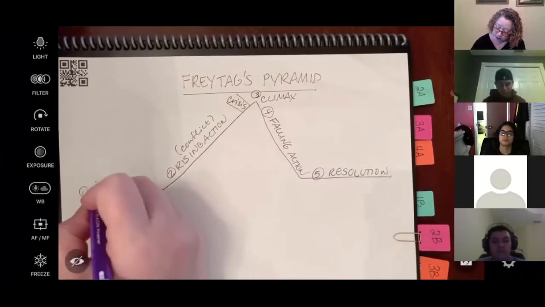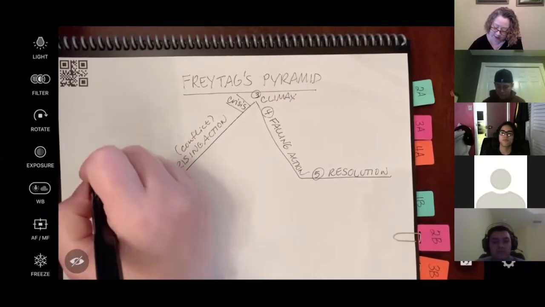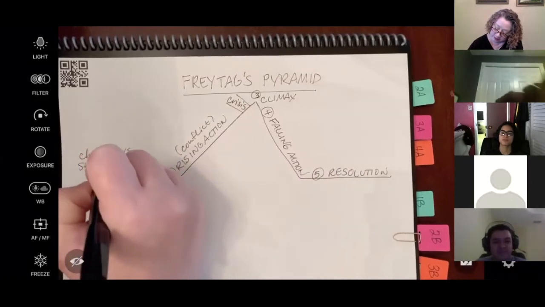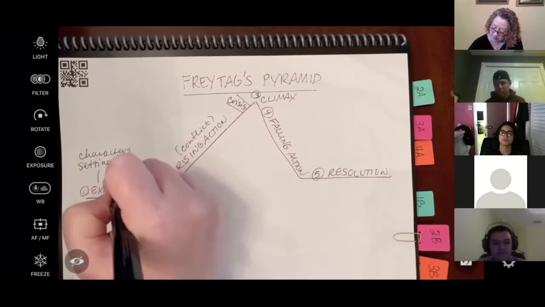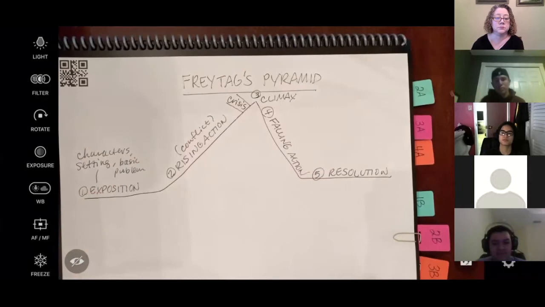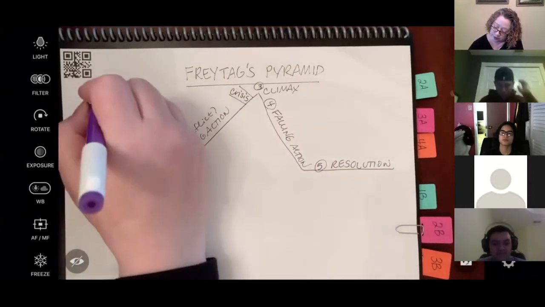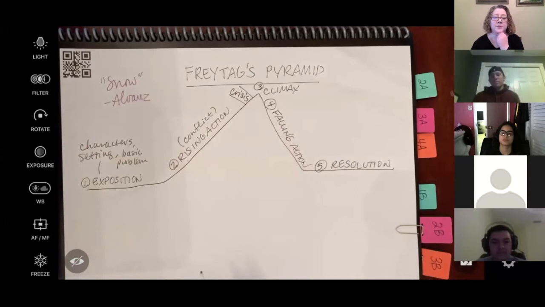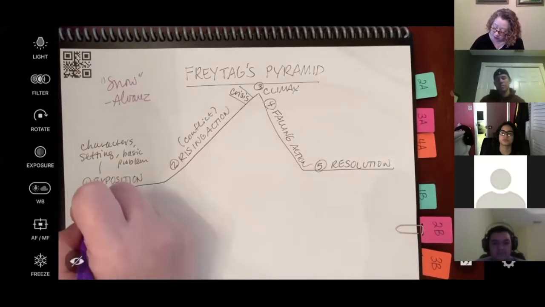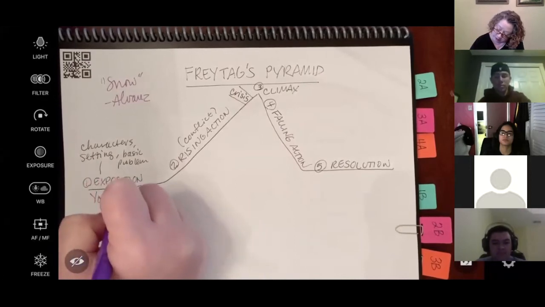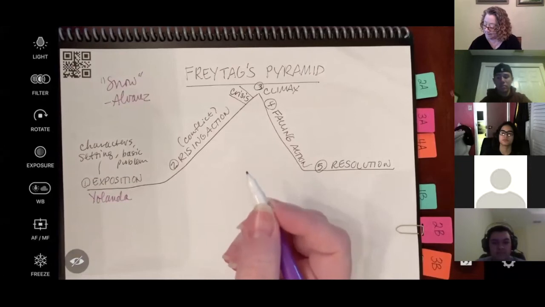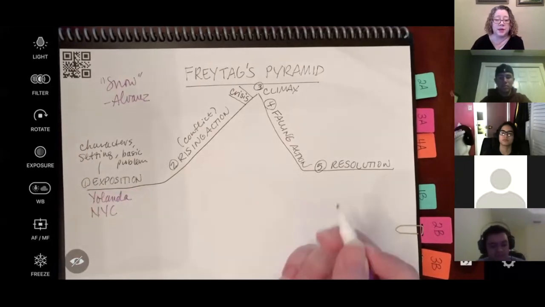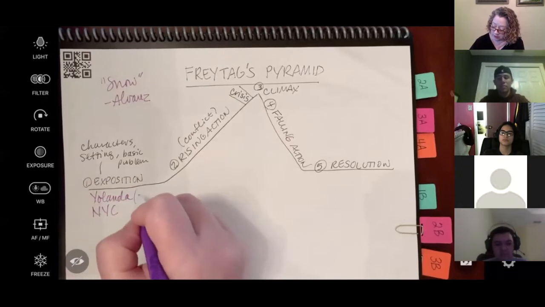And in the exposition, it's sort of like we learn the basics. We learn the characters, the setting, the basic problem, right? In this story, I'm gonna put Snow up here. So later in your notes, you remember what we were doing. In this story, we find out that there is a young girl called Yolanda. And she is our narrator. We know that Yolanda is new to New York City. She's an elementary school student, right? So she's young.